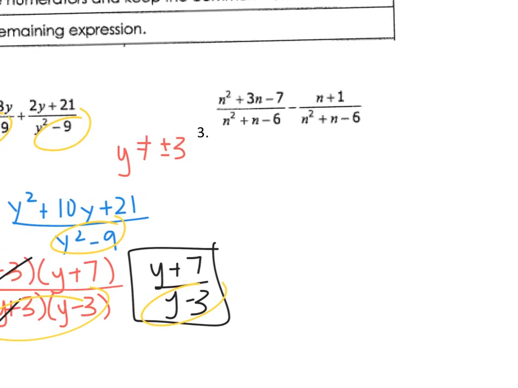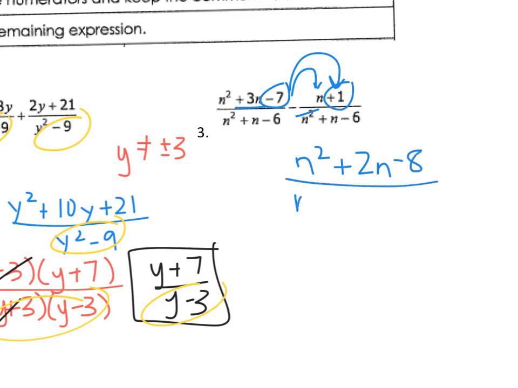Okay, second one. Now, this one, just be really careful when you're subtracting. The most common mistake I see is people not distributing this negative to both of these terms. So you'll have n squared, 3n minus n is going to be plus 2n. Negative 7 minus 1 is negative 8 over n squared plus n minus 6.